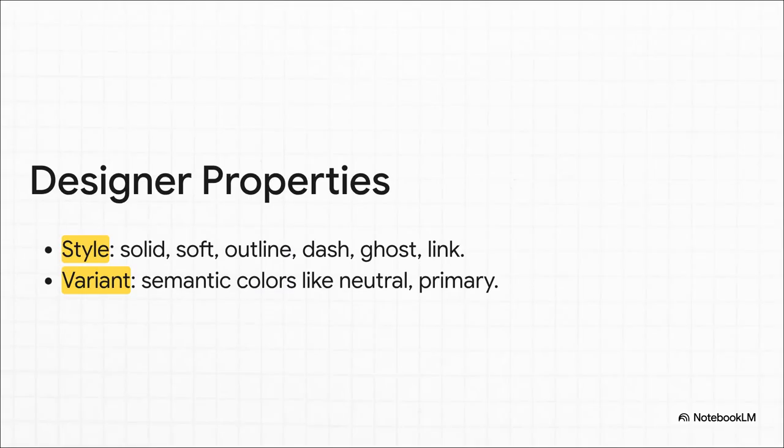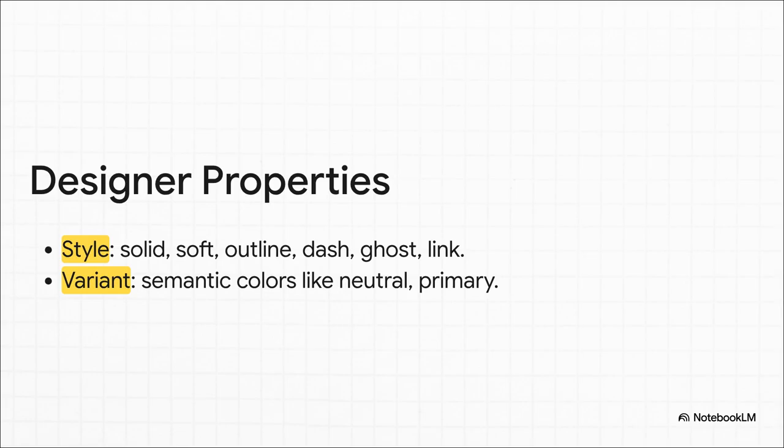So how do those visual rows actually work under the hood? Well, it all comes down to the DNA of the buttons, specifically the designer properties. The visual rows we just saw map directly to two main string properties found in the B4X designer code. First is the style property. This dictates the overall look, and it supports string values like solid, soft, outline, dash, ghost, and link.